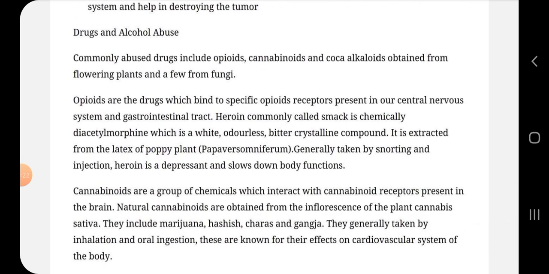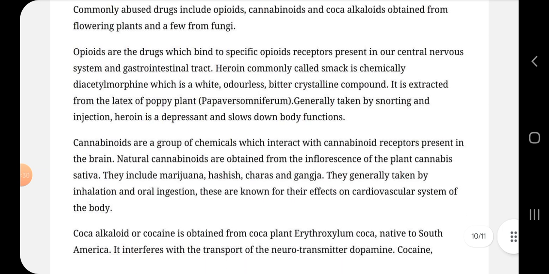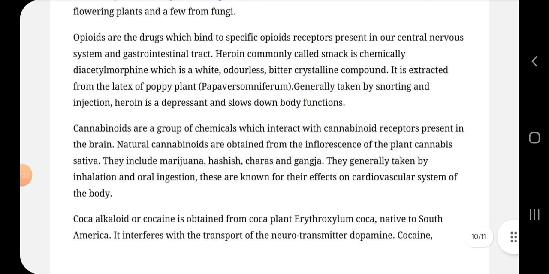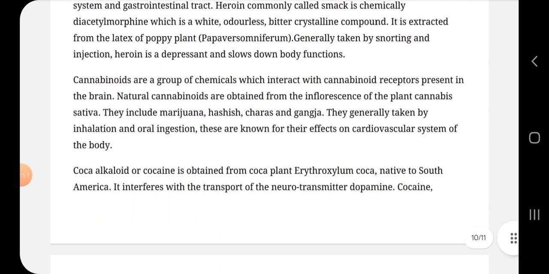Opioids are the drugs which bind to specific opioid receptors present in our central nervous system and gastrointestinal tract. Heroin, commonly called smack, is chemically diacetylmorphine, which is a white, odorless, bitter, crystalline compound. It is extracted from the latex of the poppy plant. Generally taken by snorting and injection, heroin is a depressant and slows down body functions.